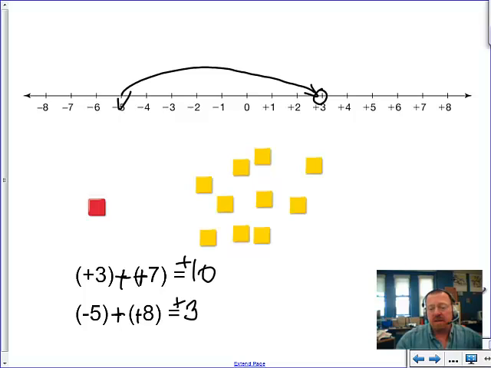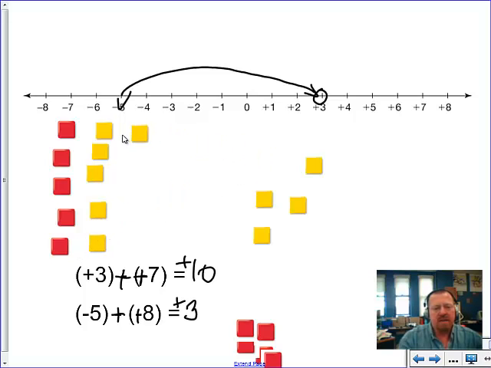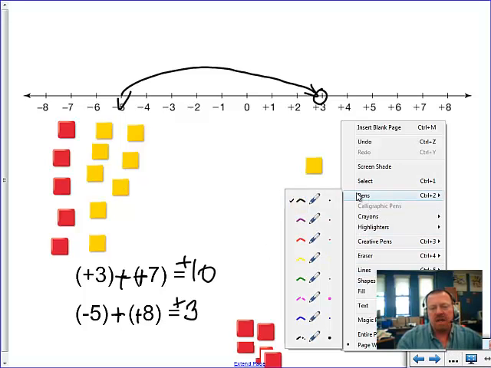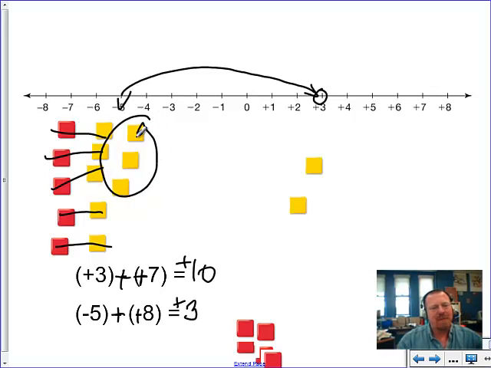Now, the other way to do this is this. We'll do it with negative 5, 1, 2, 3, 4, and 5. And these ones we'll take away because we're not going to need them after this anyway. And then we're going to add plus 8. 1, 2, 3, 4, 5, 6, 7, and 8. We're going to get out my pen. We're going to take away the pairs, 1 of them, 2 of them, 3 of them, 4 of them, 5 of them, and what we have left is plus 3.